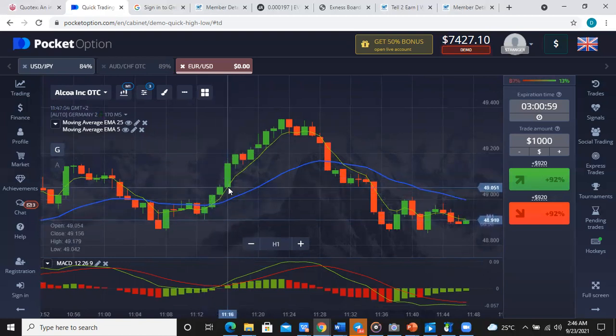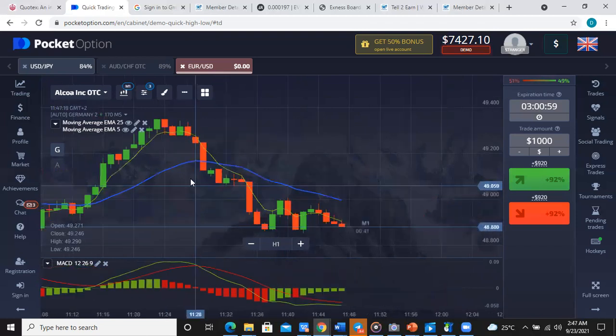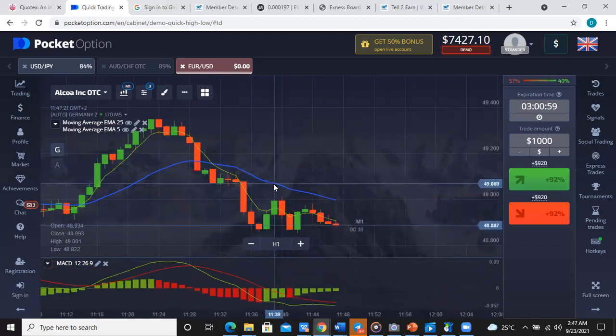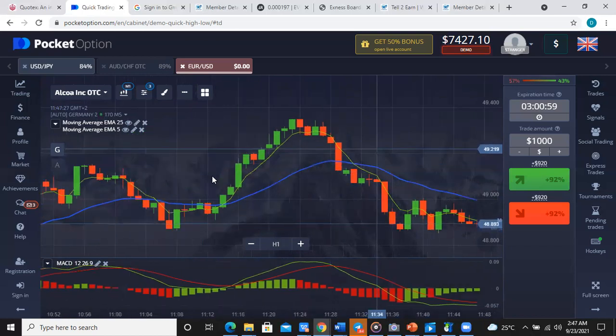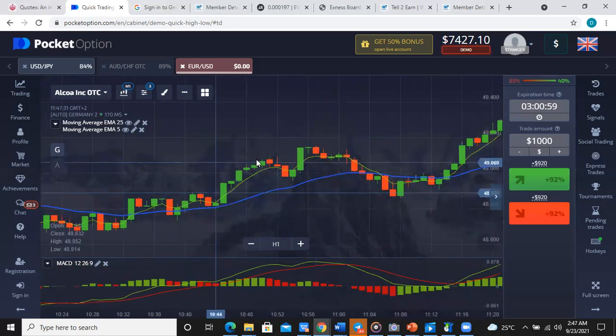So you look for what? The intersecting points of the lines or of the exponential moving averages. This is just an example. We haven't come to any of the strategies yet. I just want to show you something for you to know that the indicators are very, very, very powerful.